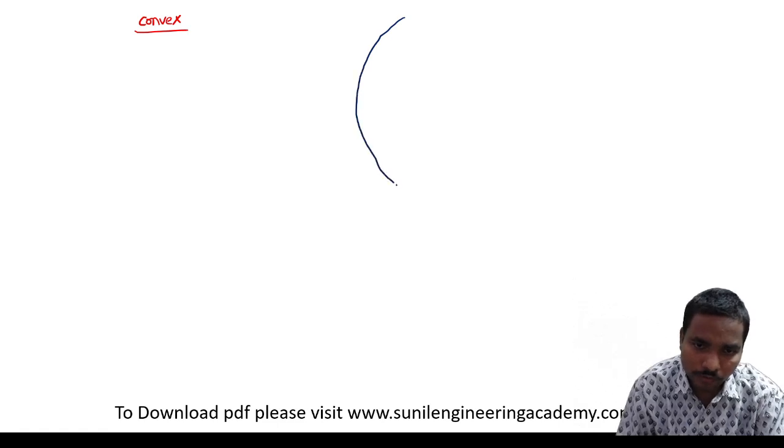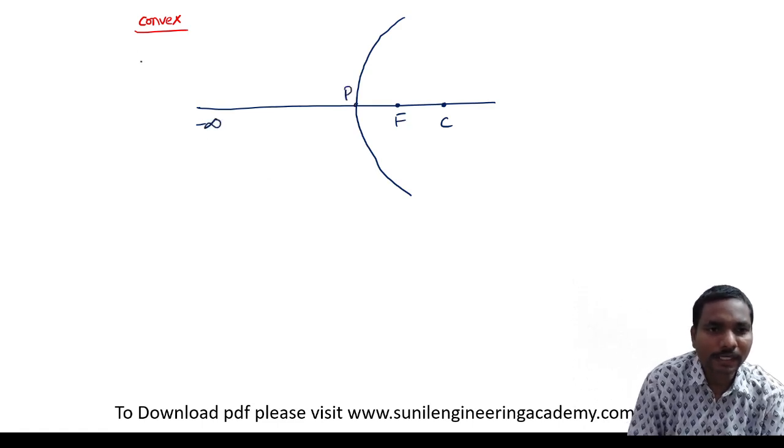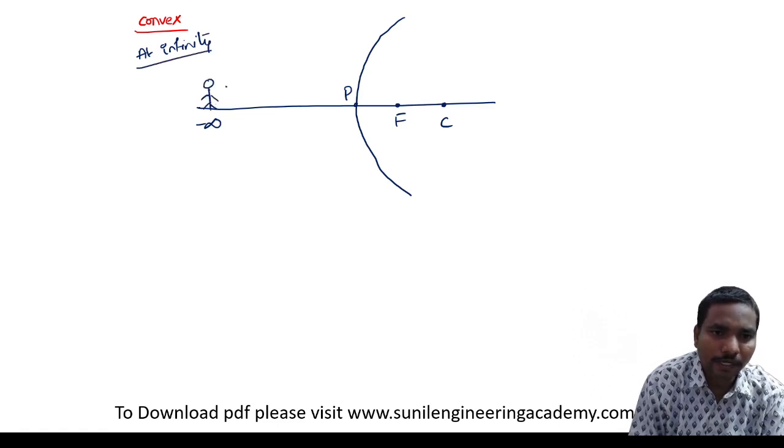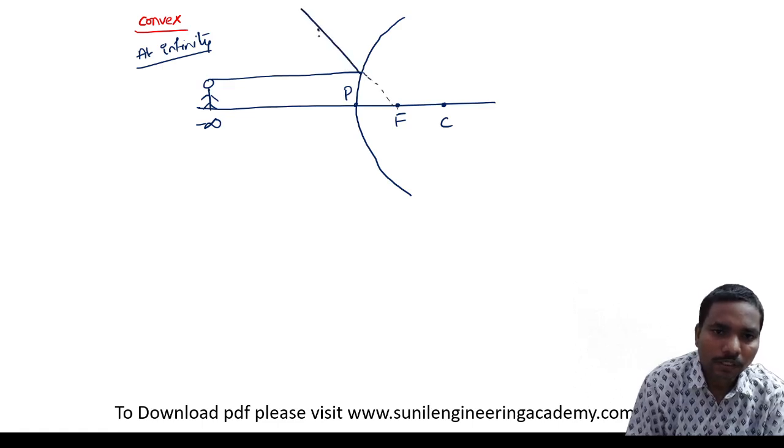And if you consider the same points in the convex type, now I am going to give convex. Here we have only 2 points. Why? Because we have only 2 possibilities: center, focus, pole. So where can we place the object? We can place it at infinity. Any light ray parallel to the principal axis, after reflection, will go in the direction of the focus.